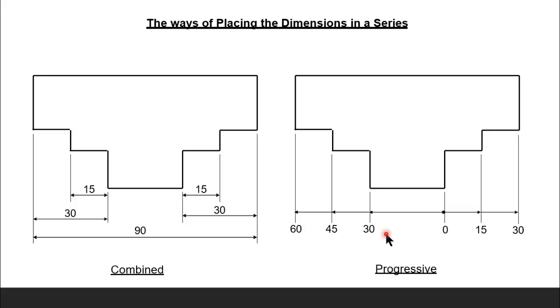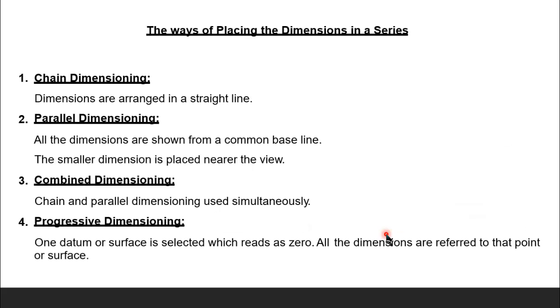That is the progressive type of dimension. You can check it out. Chain dimension means dimensions are arranged in a straight line. Parallel dimension means all the dimensions are shown from a common baseline, and the smaller dimension will be started first. Then combined, the chain and parallel are both combined, and we can use them simultaneously.